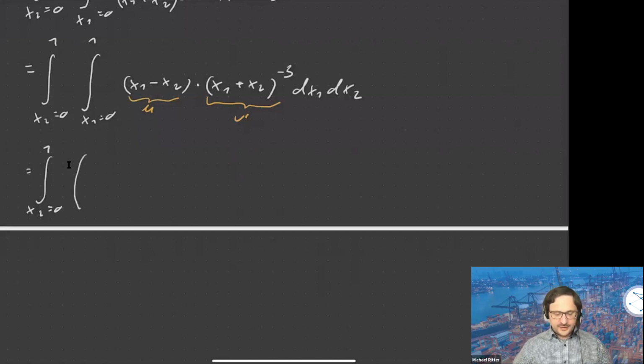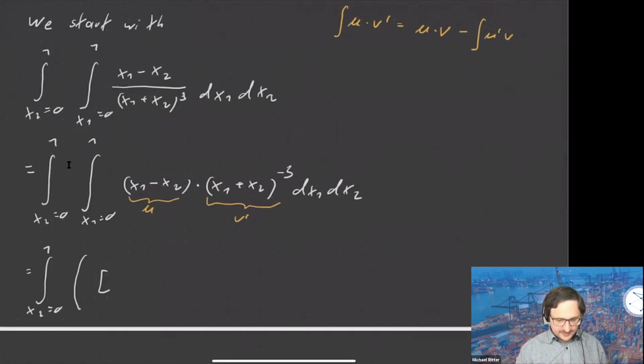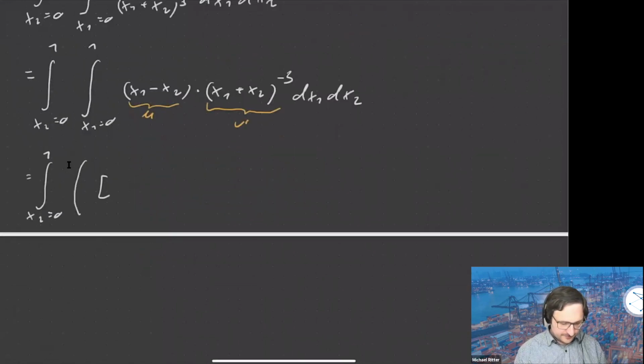And for the inner integral, we apply integration by parts. And that means, we call that formula here. That means the first part of this expression is uv. So we keep the u, x1 minus x2. We have to integrate that v prime expression. So we have something to the power of minus 3.